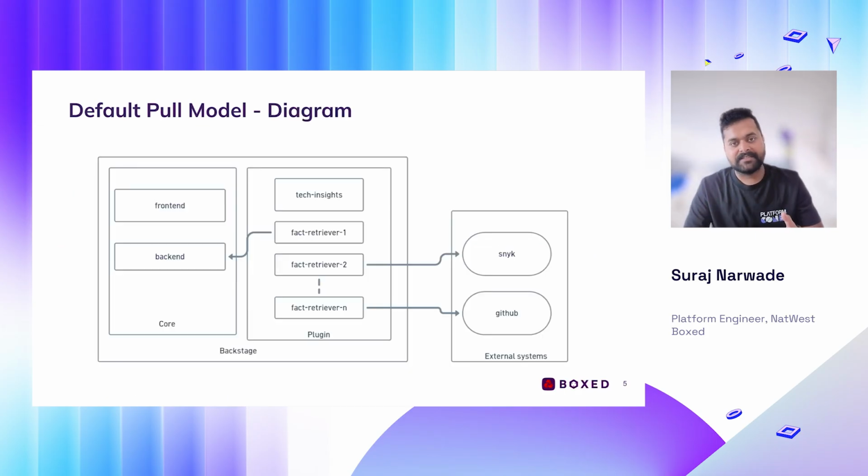Now, this is the default pull model diagram. As we can see, the Backstage core, which is the front end and the back end, the plugins, all the fact retrievers, they live in one repo. And as you can see, it's everything together.